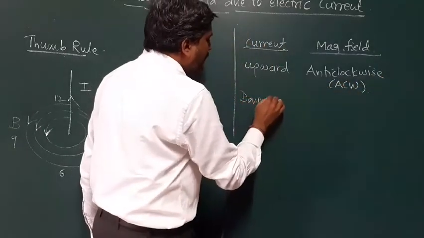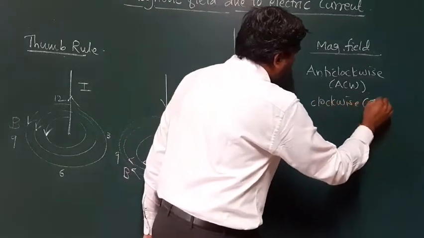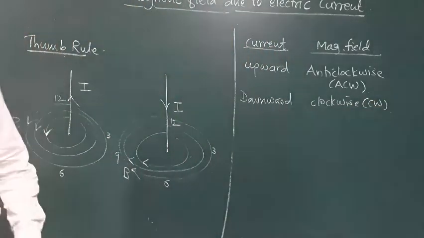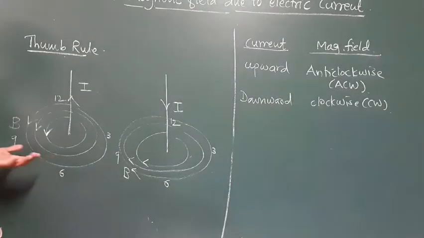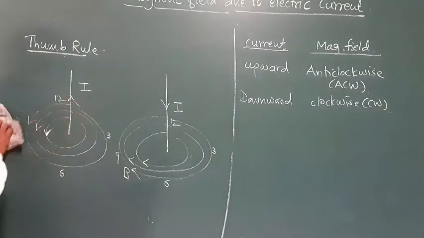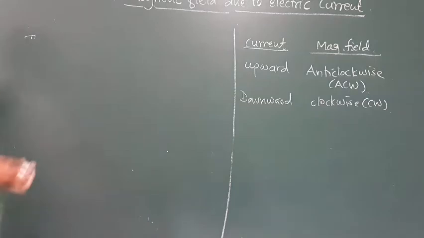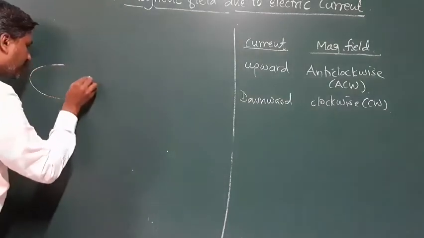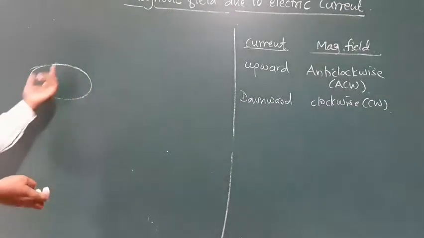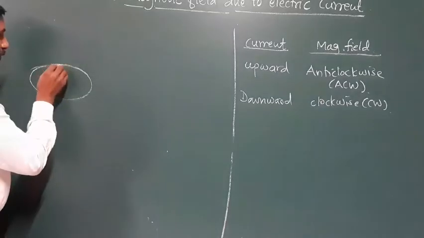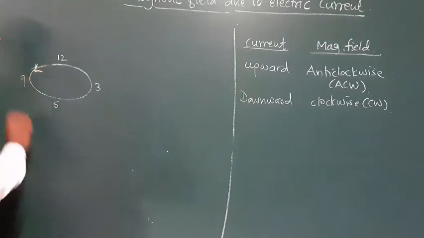If the current is in downward direction, then the magnetic field is in clockwise. Okay, but think in different way. If this is about the thumb rule, just we go one step forward. If the current is flowing in anti-clockwise sense, in this way the current is flowing. Let there be a circular coil, and the current is flowing in this way. Now, just I am writing here for your understanding. The current is flowing in anti-clockwise sense.